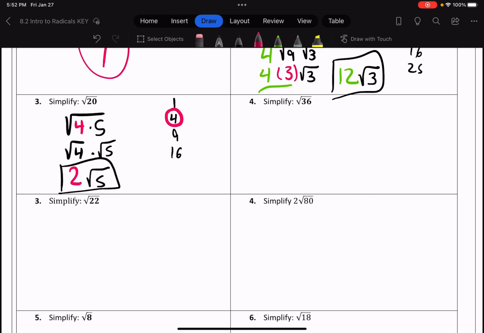That gets us to problem 4, which is the square root of 36. Now 36 is a perfect square, so this simplifies just to the value of 6.